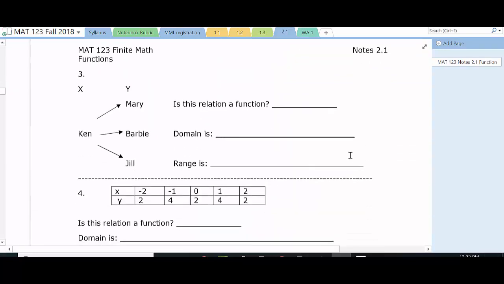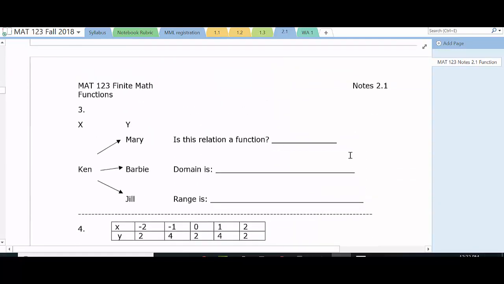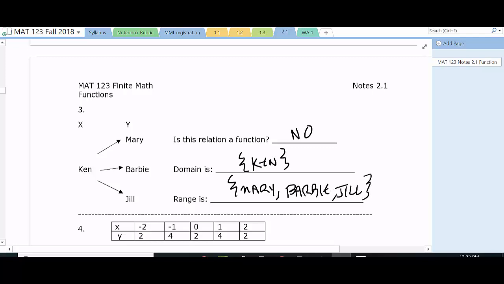The next one, how about this one? Now it's the opposite. It's like Ken likes all 3 of these gals. Is that yes or no? That's no. He's a 3-timing man, so that's a no. That's definitely no good. So that's not a function. That's what you look for. Then the domain would just be Ken only, and the range would just be the 3 ladies. That's how you can tell something's not a function. Everybody with me there?